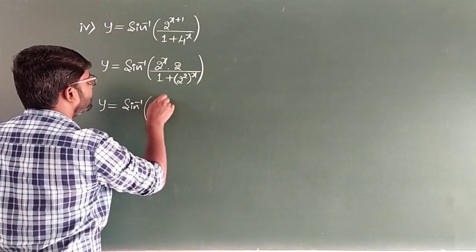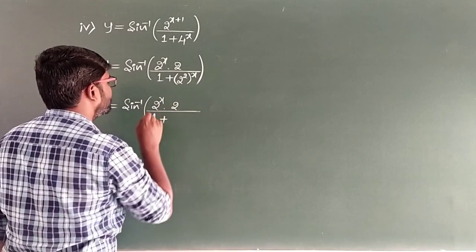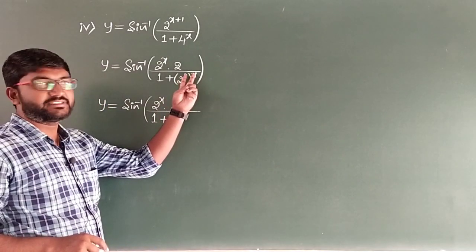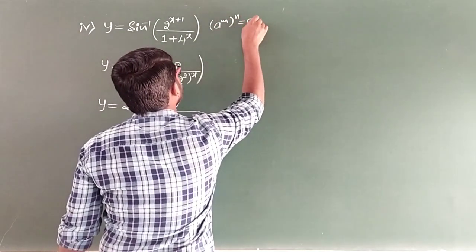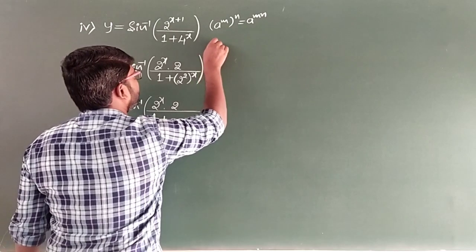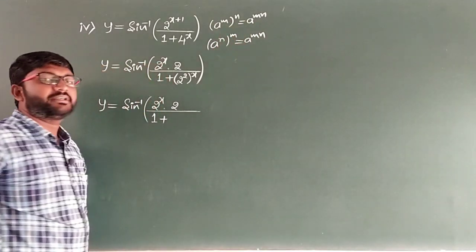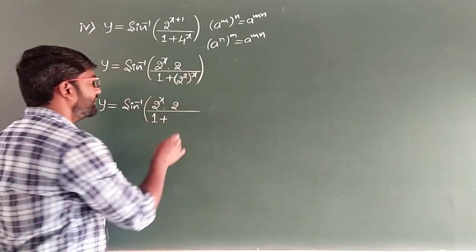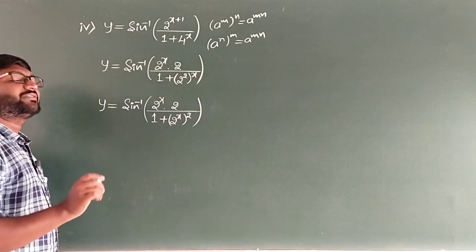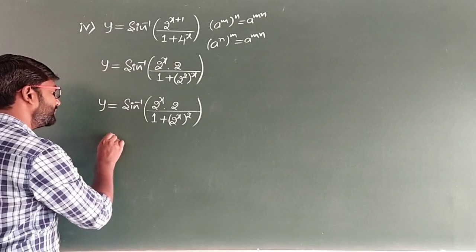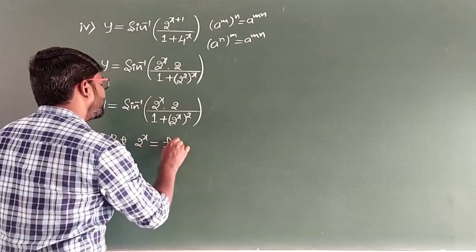So now y is equal to sin inverse of 2 raised to x into 2 divided by 1 plus, so here these two can be interchanged. A raised to m whole raised to n can be written as a to the power mn. The other way, a raised to n whole raised to m can be written as again a to the power mn. So these two can be interchanged now. What I will do is write 2 raised to x the whole square. Now we will have to go for the substitution. Put 2 raised to x equal to tan theta.